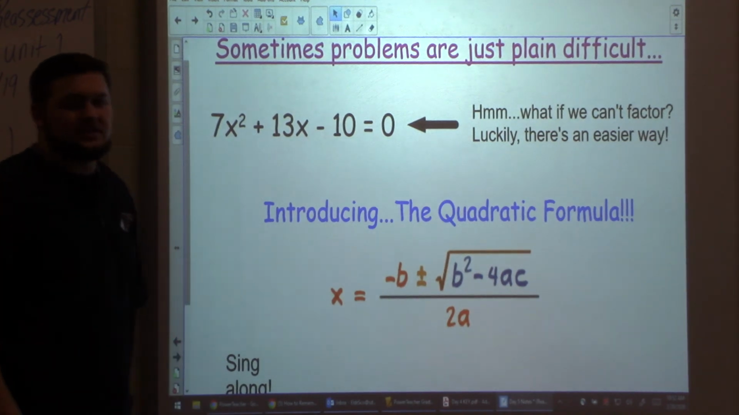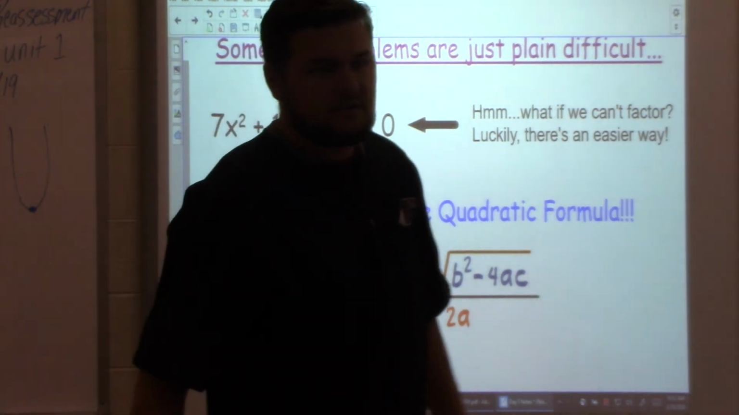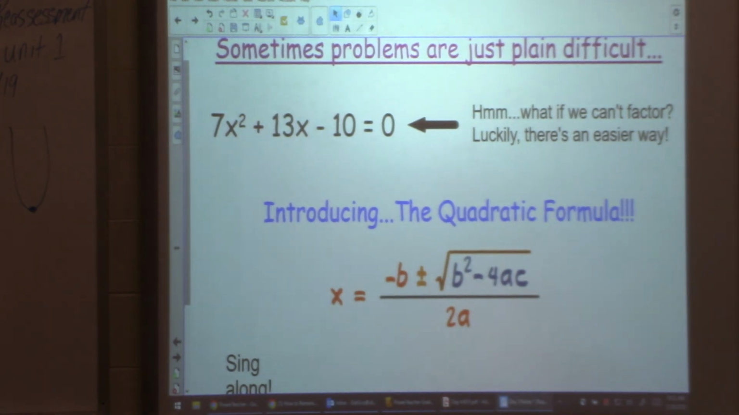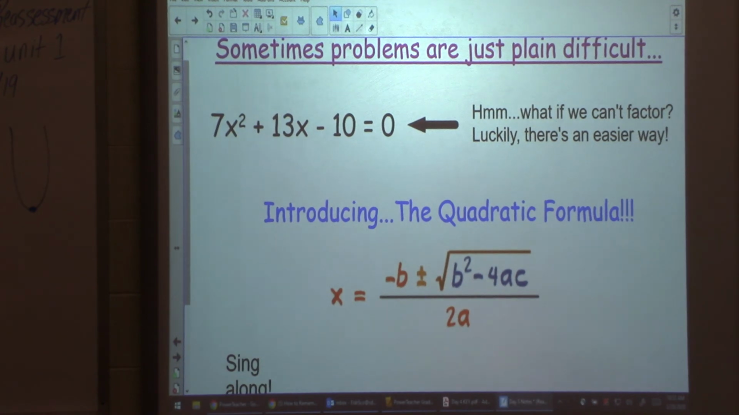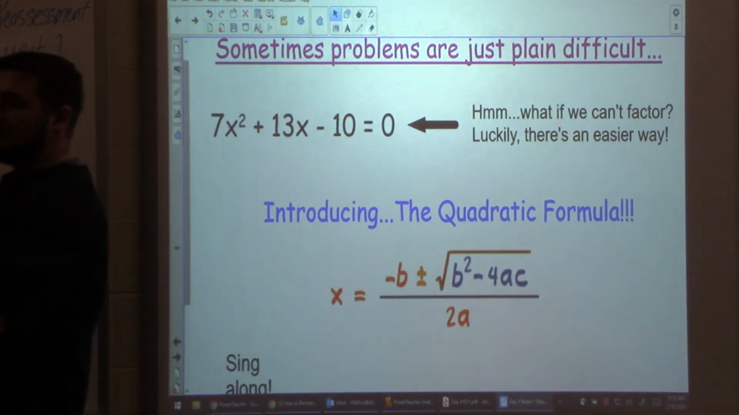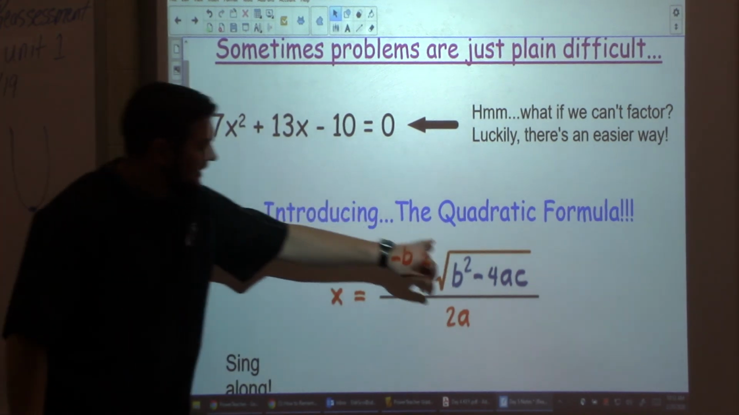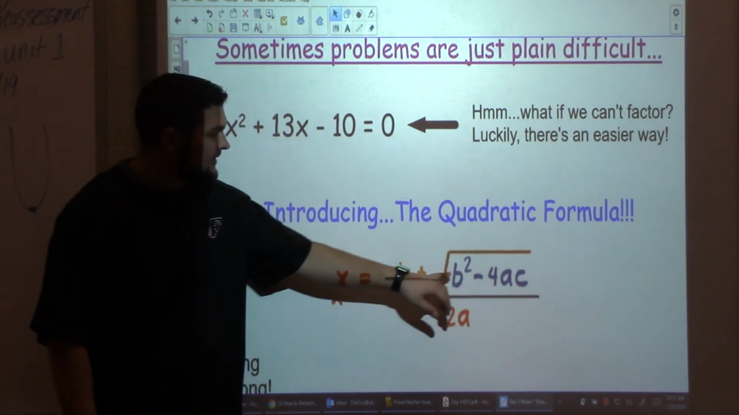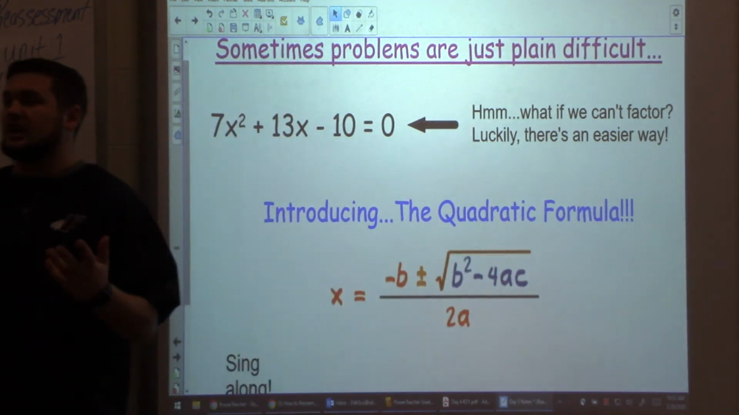So 7x squared plus 13x minus 10 equals 0. I tell you to solve that. And you say, well, I don't want to factor that. That's perfectly okay because we have what we call the quadratic formula. Quadratic formula: x equals negative b plus or minus the square root of b squared minus 4ac, all over 2a. You do not need to memorize that for the test. It will be given to you. All you need to do is know how to use it. So instead of factoring this and solving each piece, you're going to plug in your a value, plug in your b value, and plug in your c value, and solve it out.